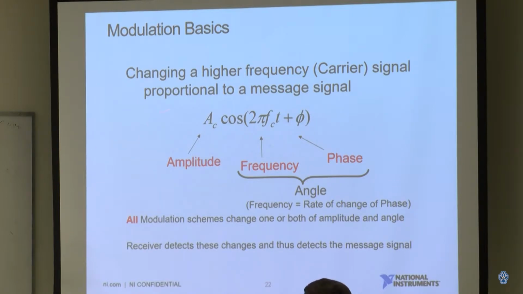So this is the general formula for an RF signal. A means the amplitude, the frequency is inside the cosine, fc, and then you have the phase. All modulation schemes will change one or both of amplitude or frequency. Frequency plus the phase is called angle. So all modulation is trying to change these three elements, and they have different definitions and different benefits.